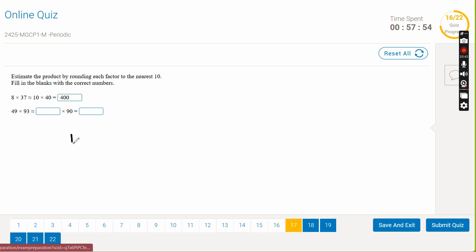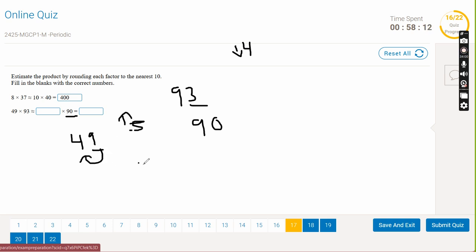The next one, 49 times 93. Remember? So what are they doing? For 93, they already did it for you. 3 falls in the number 4 or below 4. So it goes downward. It just becomes 0, no adding 1. And 49, it's 5 or more than 5, so it rounds upward. So we plus 1, so it will be 50. So 50 times 90, which is going to give you 450.